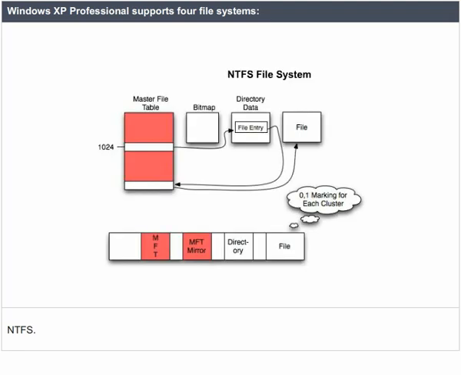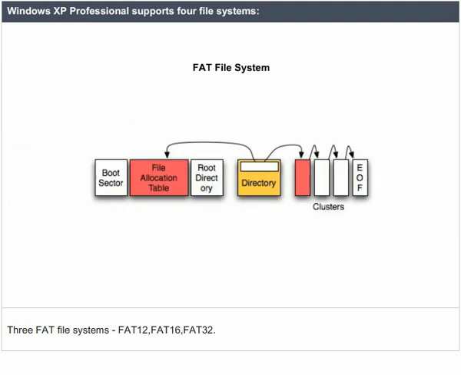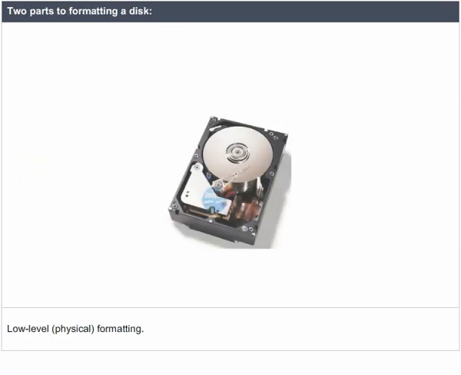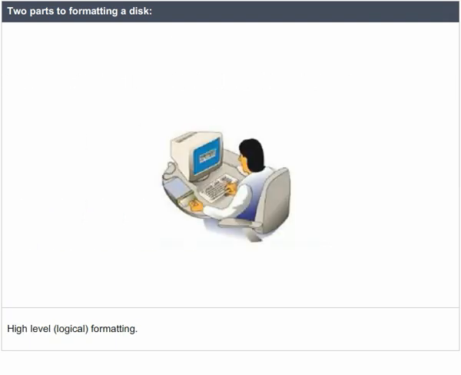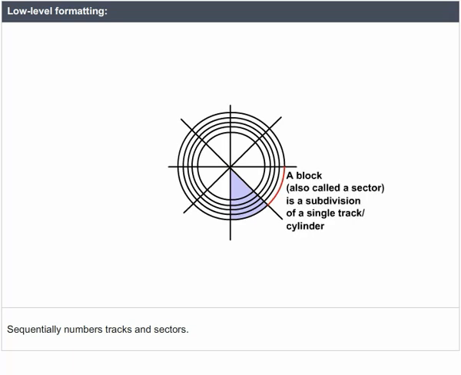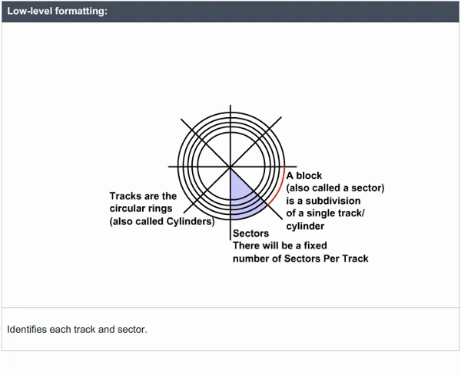Windows XP Professional supports 4 file systems: NTFS and 3 FAT file systems, FAT12, FAT16, FAT32. Types of disk storage configuration: basic disks, dynamic disks. There are 2 parts of formatting a disk: low level physical formatting and high level logical formatting. Low level formatting sequentially numbers tracks and sectors, identifying each track and sector. The disk is physically prepared to hold data.